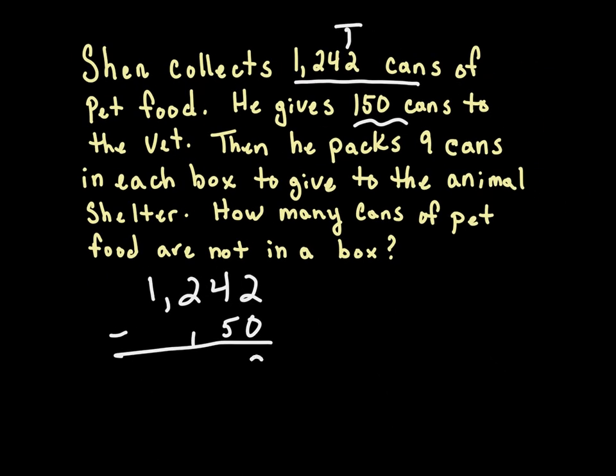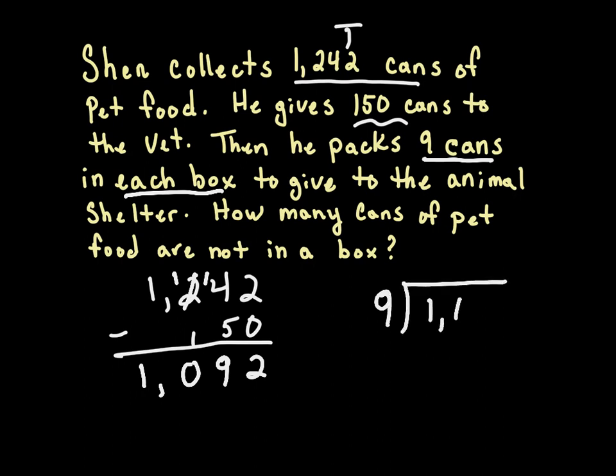All right, so here we go. 2 minus 0 is 2. We can't do 4 minus 5, so we need to borrow. That becomes a 0. This becomes a 14. 14 minus 5 is 9. Bring down your 1,000. So he has 1,092 cans left to give to the shelter once he takes away the 150. So now we have to divide because there's 9 cans in each box. That's what he has to pack. So 9 into 1,092. And if you look at the question, how many cans of pet food are not in the box? Well, they're looking for the remainder, guys.